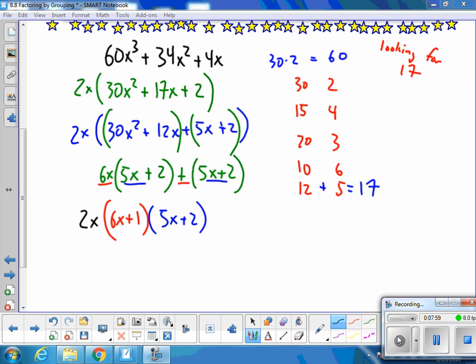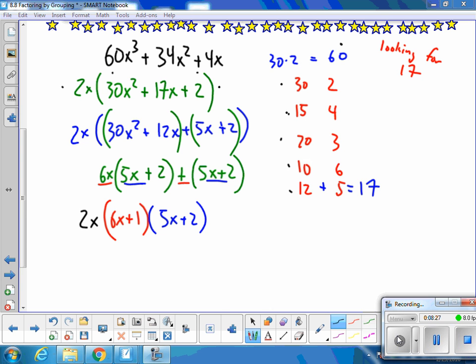All right, I had to do some pretty good factoring on this one. I had to pull out a 2x out of everything. And once I had my 30x squared plus 17x plus 2, I had to look at the product of 30 and 2, which gave me 60. And I had to look at the factors of 60, which are all these. And I was really looking for the sum of those equaling 17. And I kind of kept trying, and I found it.